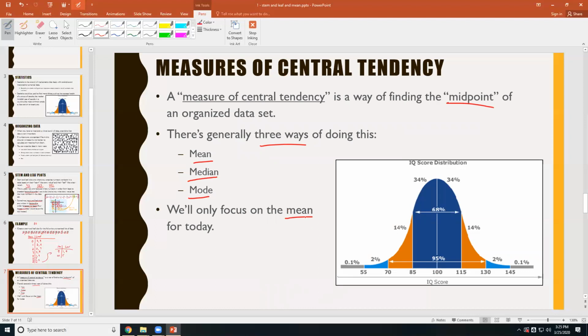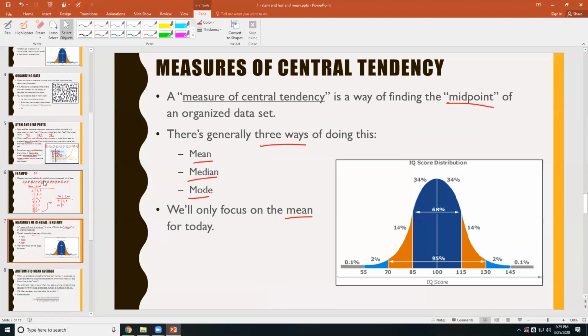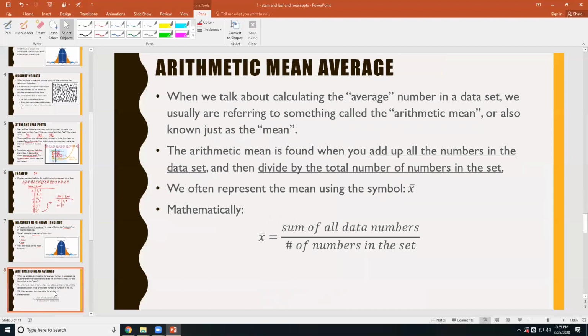Mean is what you would usually think of when you hear the word average, okay? So, with mean, when we talk about calculating the average number in a data set, we are usually referring to something called the arithmetic mean, or also just known as the mean. The arithmetic mean is when you add up all of the numbers in the data set, so literally every number that you were given, and then divide by the total number of numbers in the set.